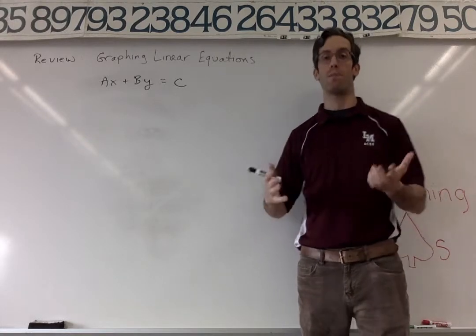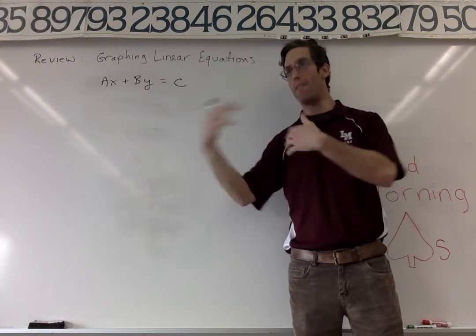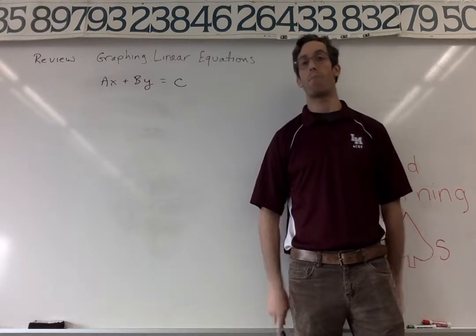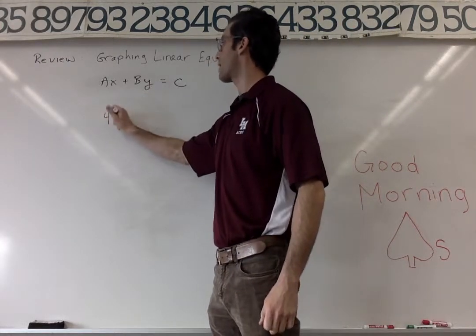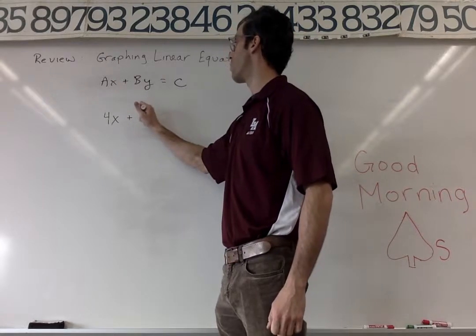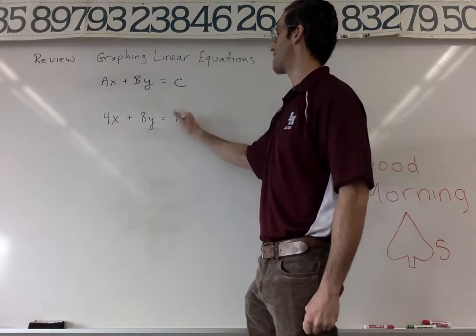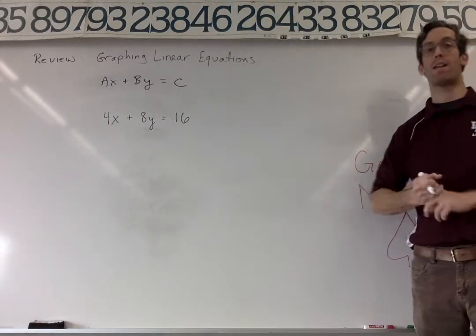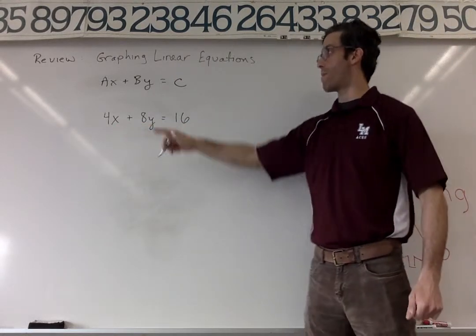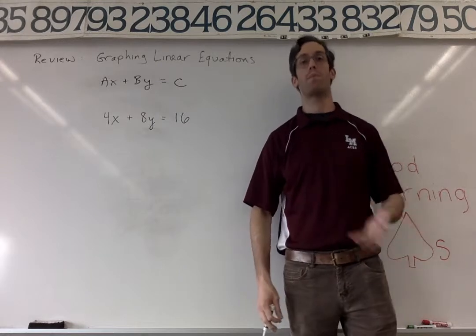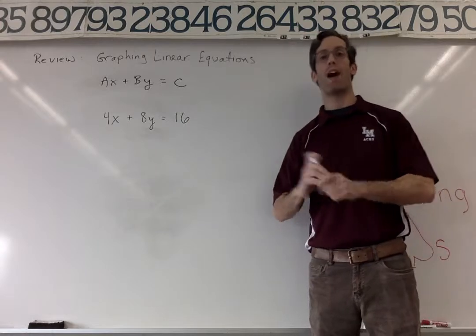First of all, if you wanted to, you could solve for y. Get y by itself, and then it's in slope-intercept form, and then you can do what I just showed you how to do. All right, but there's a faster way usually. So you're given a problem like 4x plus 8y equals, say, 16. All right, so that's an example of a problem in standard form. Now, you could solve for y here, subtract 4x, divide by 8, and then you'd know your slope and your y-intercept. But you should know another way to graph this, and that's using both the x and the y-intercept.